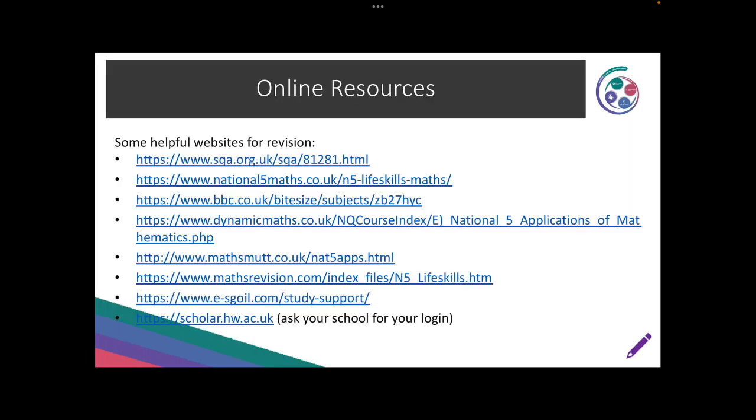So here are some online resources that are good to help you with your studying. We've got the SQA website, first of all, which gives you that information on what is in the course and what isn't. You can also get past papers from here. Not very many other resources there though. The second one there, national5maths.co.uk, has a lot of different resources. They have all the past papers, they have worksheets by topic, you've got exam questions by topic, there's theory guides, practice tests, loads of stuff there.